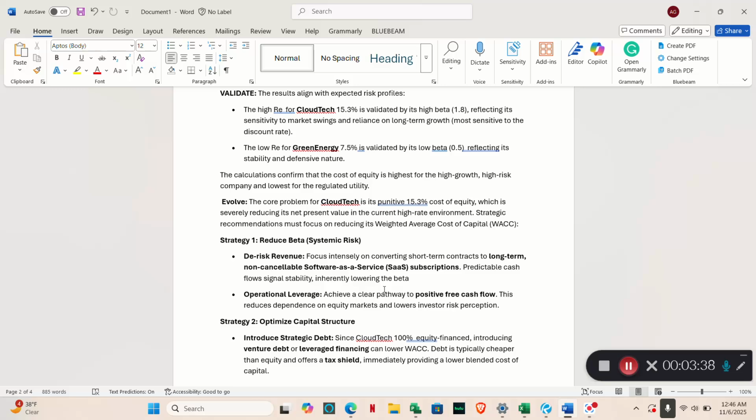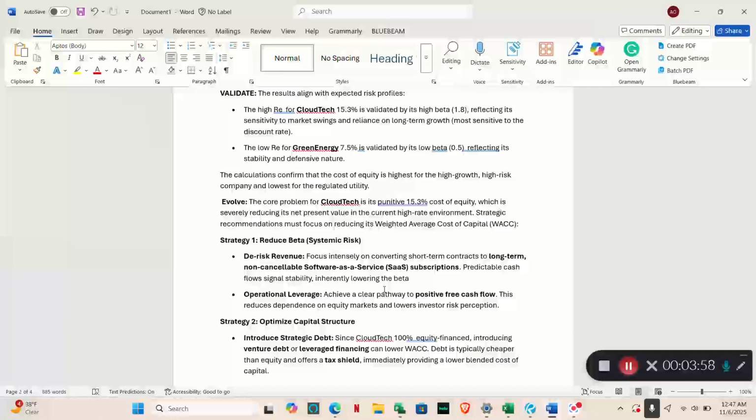If we want to evolve this, we must attack the core problems for CloudTech, as it is punitive, about 15.3% cost of equity, which is severely reducing its net present value in the current high-rate environment. Strategic recommendation must focus on reducing its weighted average cost of capital, which is WACC.